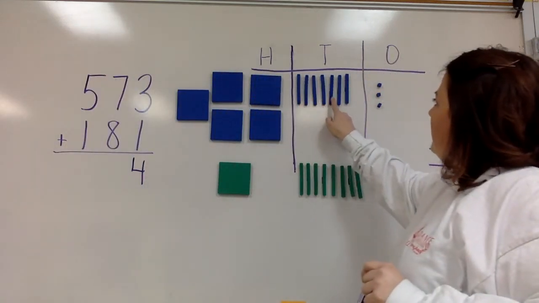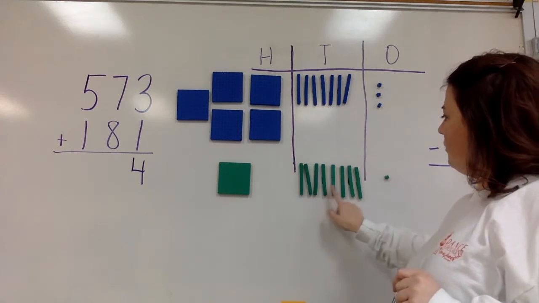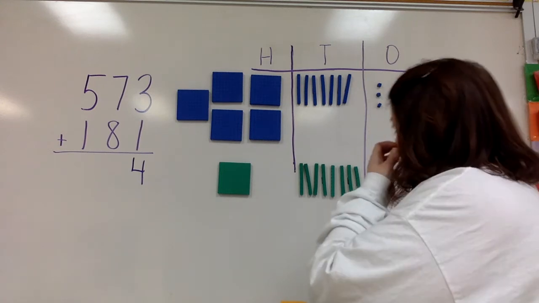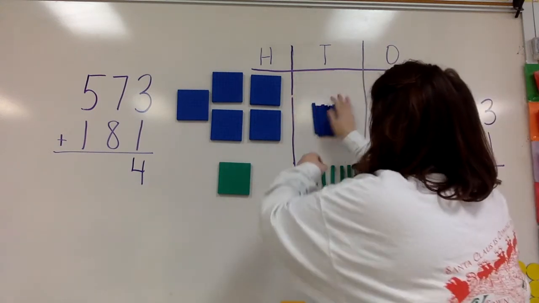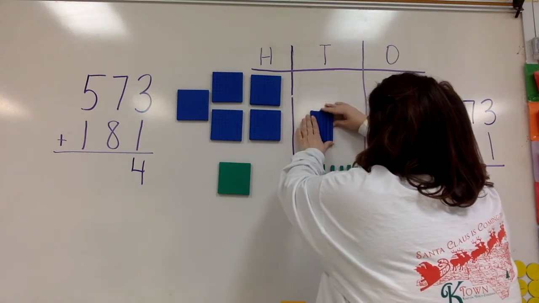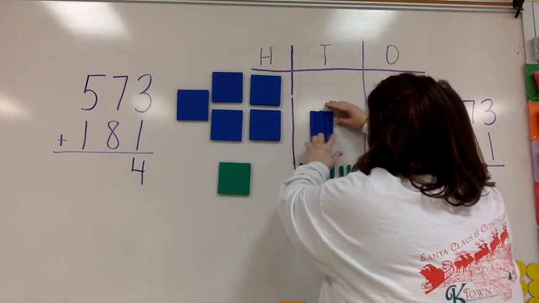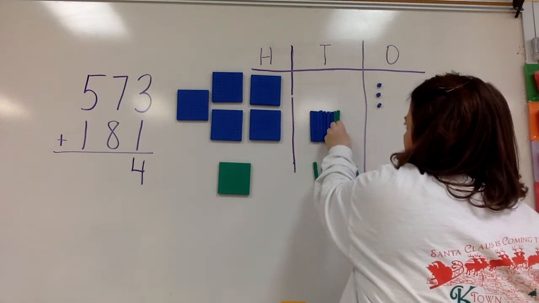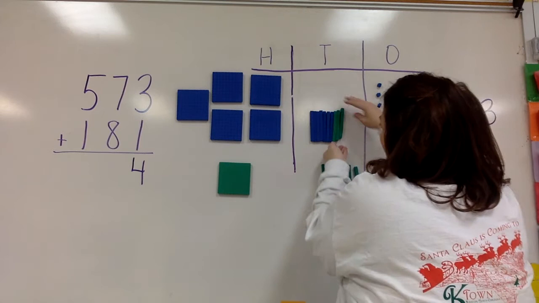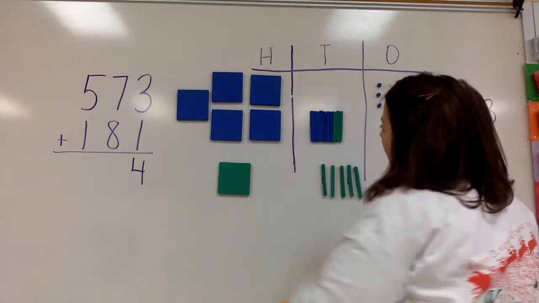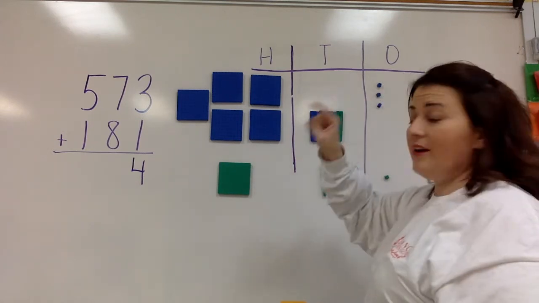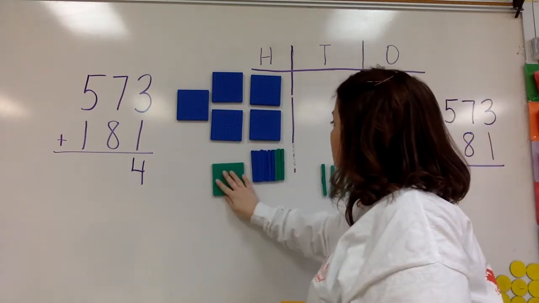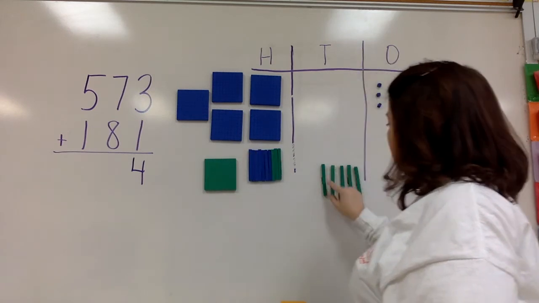1, 2, 3, 4, 5, 6, 7. 1, 2, 3, 4, 5, 6, 7, 8. Wow, that's a lot. We're going to combine them, put them together. Let's see. 1, 2, 3, 4, 5, 6, 7, 8, 9, 10. Oh, what did we do? We made a new 100, just like we made a new 10 on the other problem. We're making a new 100. So we're going to slide it over there. And let's see what's left.